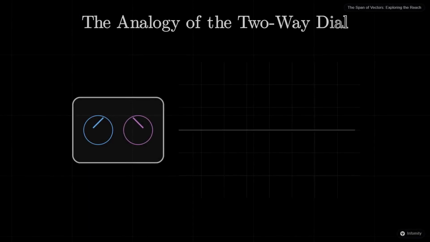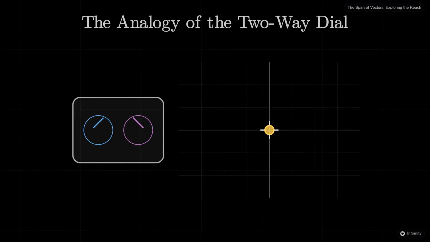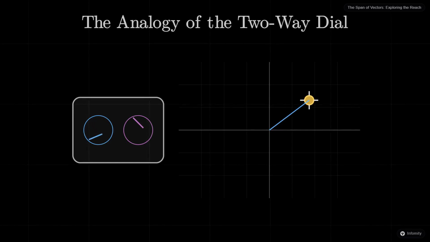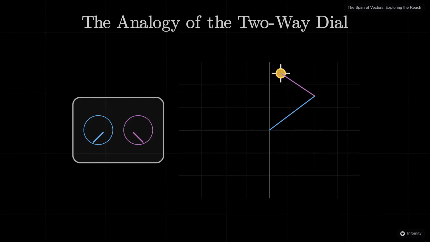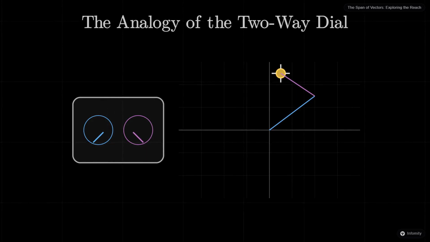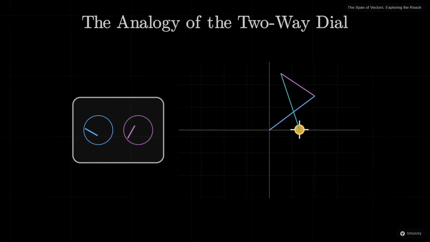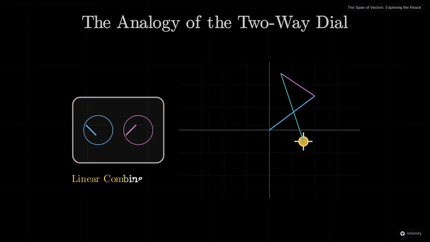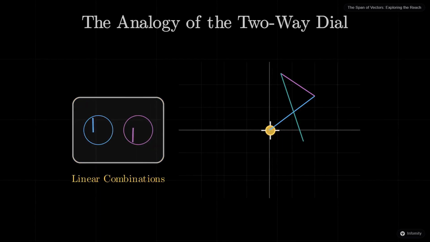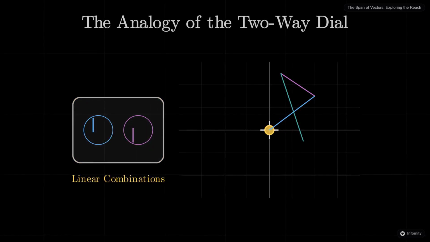To understand this, imagine you are operating a tracking drone. The drone only has two controls: dial A, which moves it forward and backward along a steel blue path, and dial B, which slides it along a soft purple path. By turning these two dials to different levels, we can combine their directions. This physical control panel is exactly how we should visualize linear combinations.